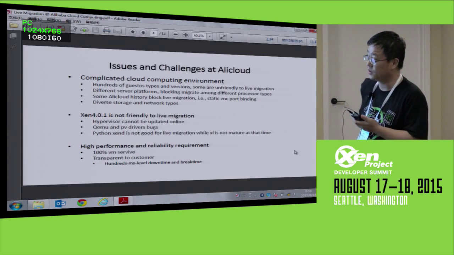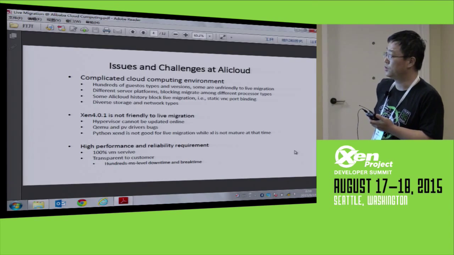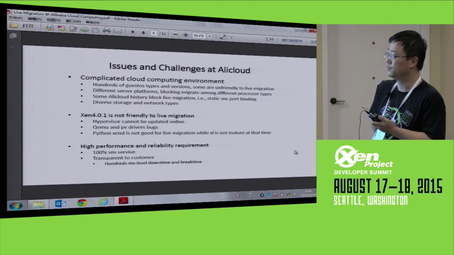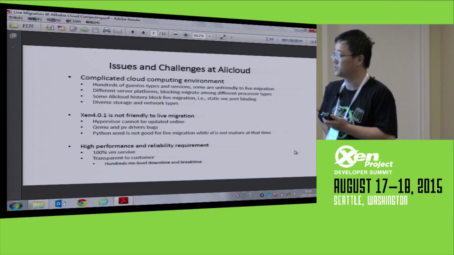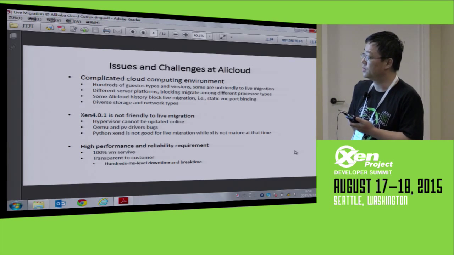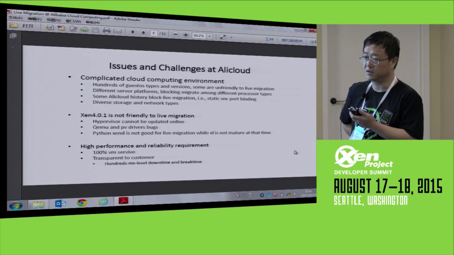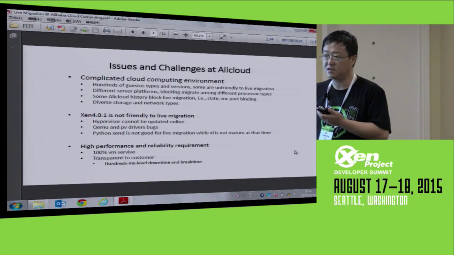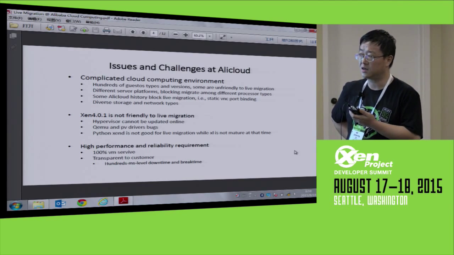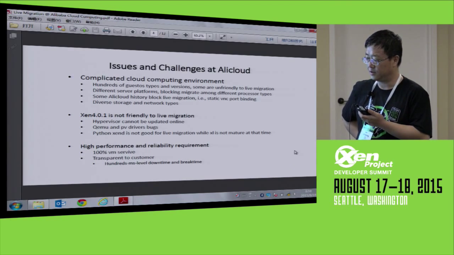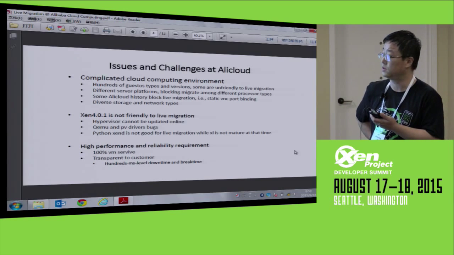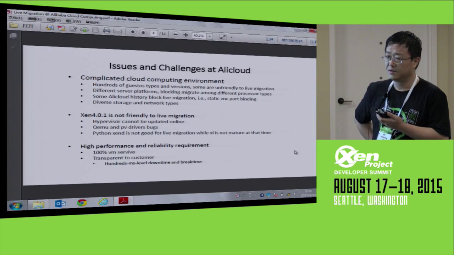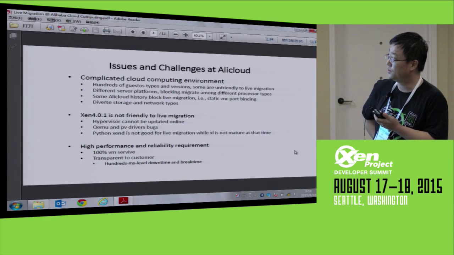And another difficulty is that we have diverse storage types and network types. These different network and storage types will bring problems for live migration. This is the environment. The cloud environment is very complicated, especially for AliCloud. You know that AliCloud is a big cloud with hundreds of thousands of VMs. So the environment is very complicated.